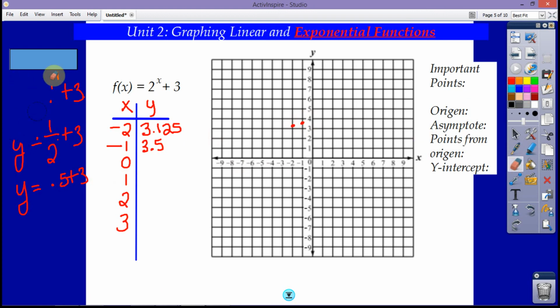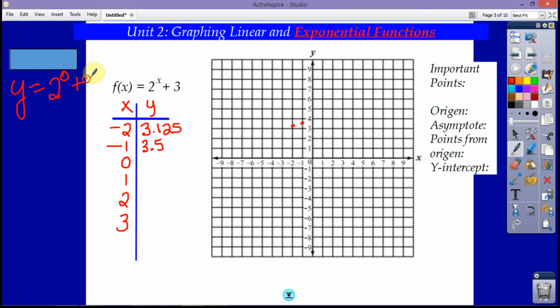Let's do 0, which is kind of one of the easiest ones, if not the easiest. So y equals 2 to the 0 power plus 3. Anything to the 0 is 1. So it's going to be 1 plus 3, which is 4. So on 0, we go up 4. Then let's do 1. So that will be y equals 2 to the 1 power plus 3. Now our exponent is positive, so very good. 2 to the 1 is just 2, plus 3, that is 5. So 1 to the right and then 5 up.